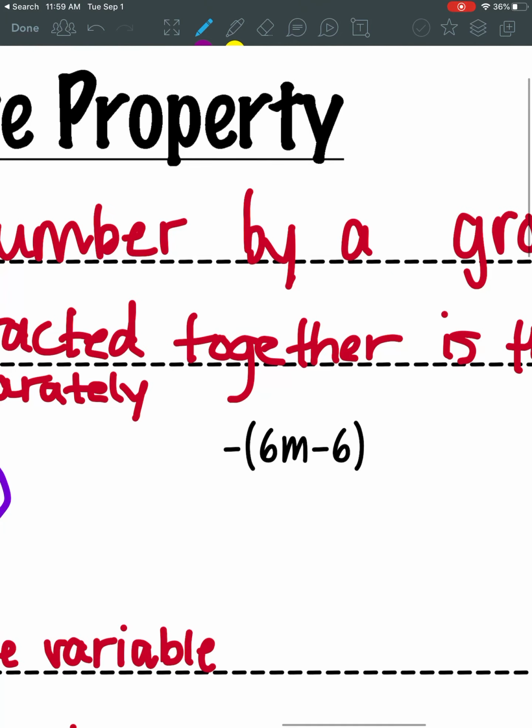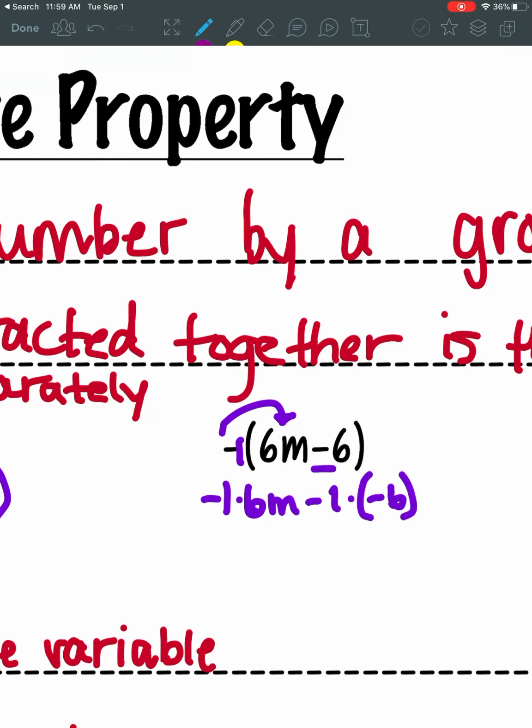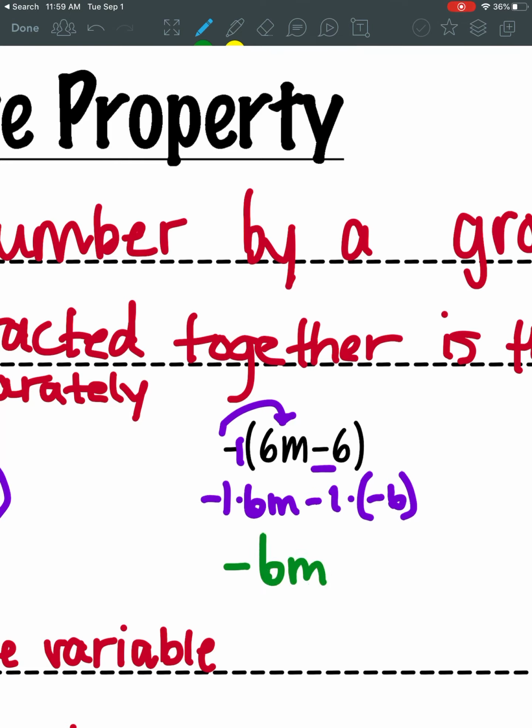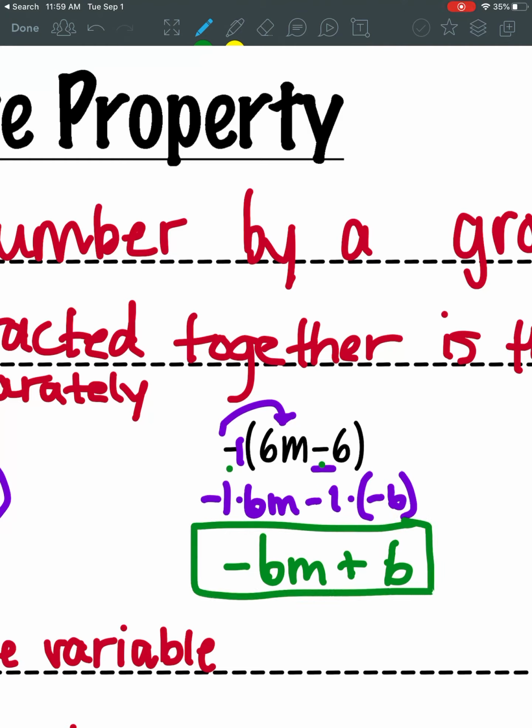Okay? And last one, if there is no number in front of the parentheses, remember that there's always an invisible 1, so there's really a -1 out front here. So we're going to do -1 times 6m, and then we have a -1 times, again, there is a minus or negative in front of that 6. So if we simplify, we can write this as -6m, and then again, a negative times a negative switches to a positive, and then 1 times 6 is 6. So -6m plus 6.